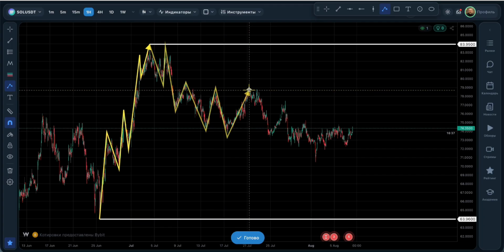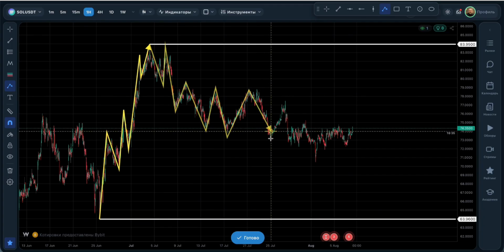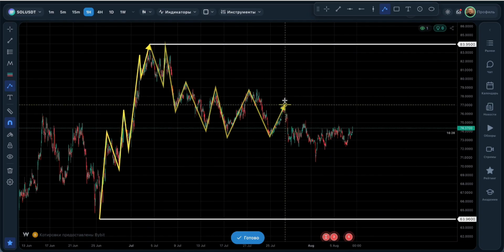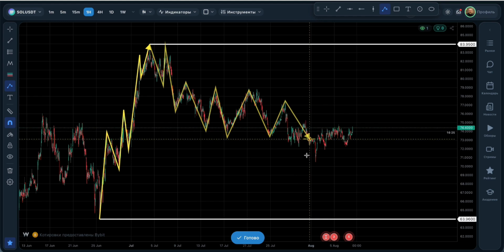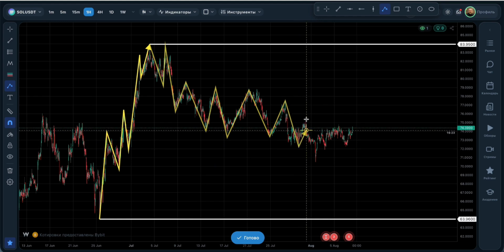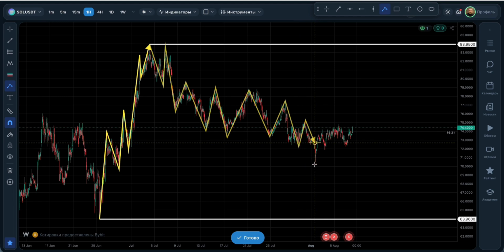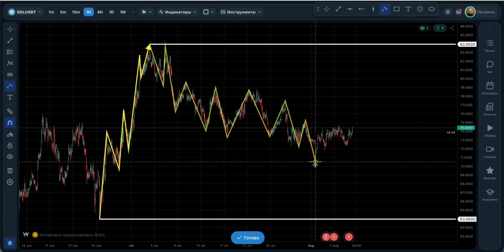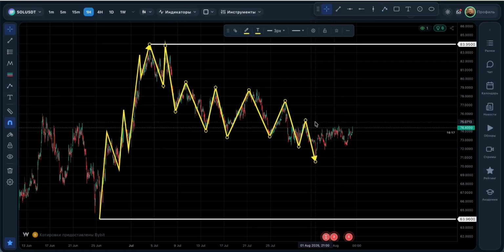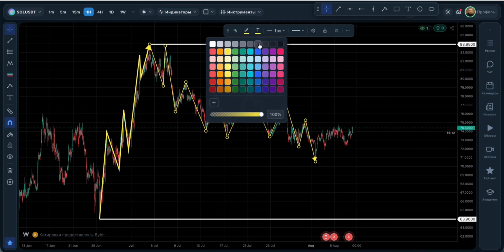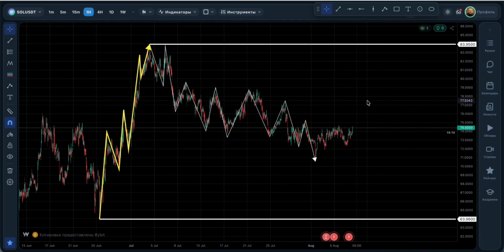Support level is $63.96. Our resistance level is $83.95. I am constructing the current trend movement in such a way that our trend conditions are met. There is a breakout of the low, no breakout of the half. That's it. Here is our downward trend movement. It's important that the price hasn't broken through the pivot points yet.